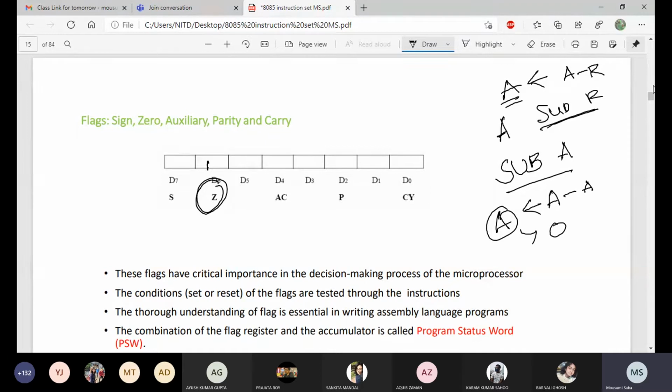Yes, it is the 0. 0 means the result is 0. Okay, yes or no? So yes, on that way it will be 1. Clear? Now I take another example.